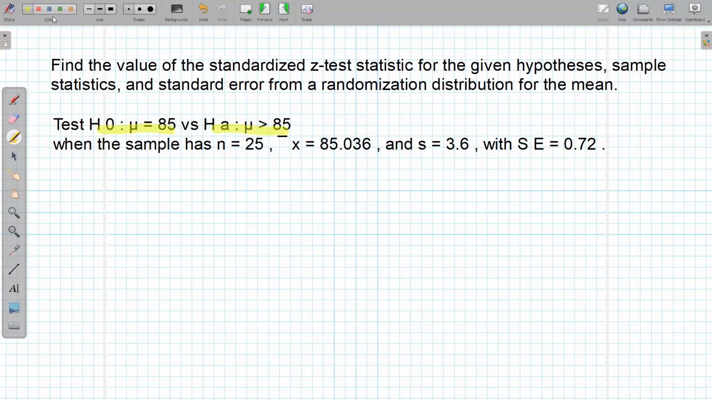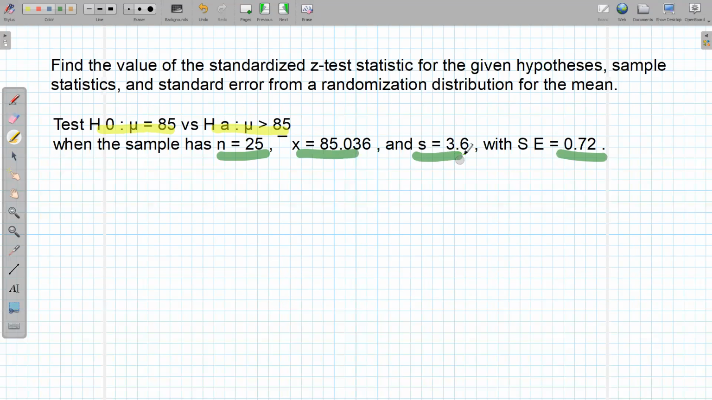Then I've got some sample data. I have a sample of size 25. My sample had a mean of 85.036. Now the question is, it's higher, right? But is it a lot higher? That's what we've got to look at next. And that depends on things about the population, in particular, the spread.